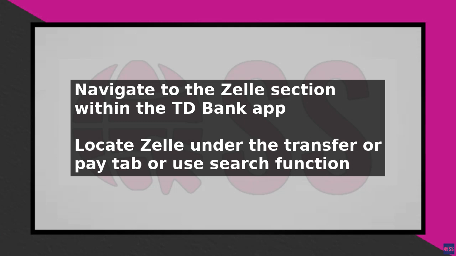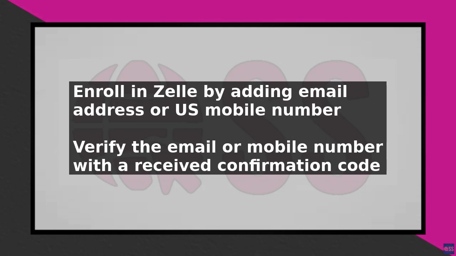To do this, select the Send Money tab and choose the recipient by entering their email address or US mobile number. If the recipient is already in your contacts, you can select them from your contact list. Enter the amount you want to send and add a memo if you want to include a note with your payment. Review the transaction details to ensure everything is correct. Then confirm the payment. The money will be sent directly to the recipient's bank account, usually within minutes.